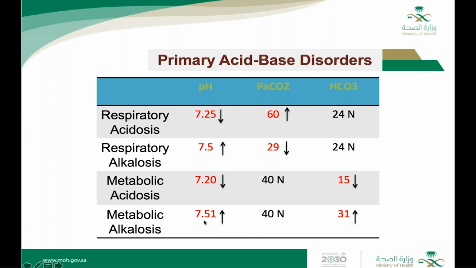See the pH, 7.5, which is high. CO2 is normal. But look at the HCO3, or bicarb. It is in the same direction: the bicarb is above the normal value, and the pH is above the normal value, so we call it metabolic alkalosis. There are some conditions. We'll discuss them, inshallah, in the next slides.